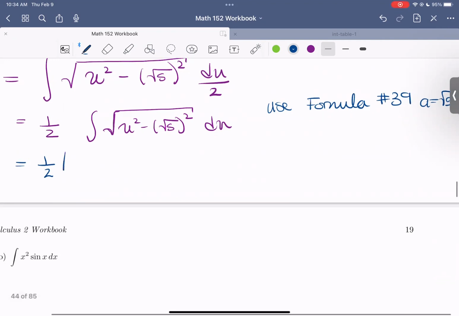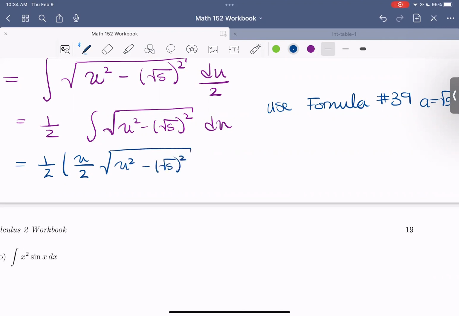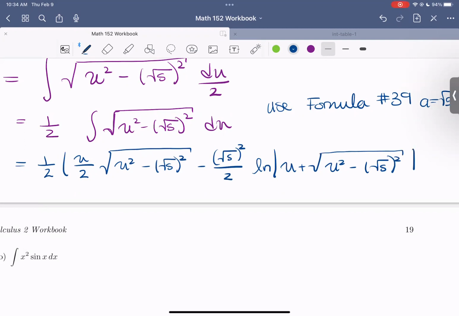I have the integral table out on my other screen, and I have it printed out here. So we're going to write out that this integral is equal to u over 2 times the square root of u squared minus (square root of 5) squared, minus (square root of 5) squared over 2 times the ln of the absolute value of u plus the square root of u squared minus (square root of 5) squared, close up that square root and absolute value, and then plus c.